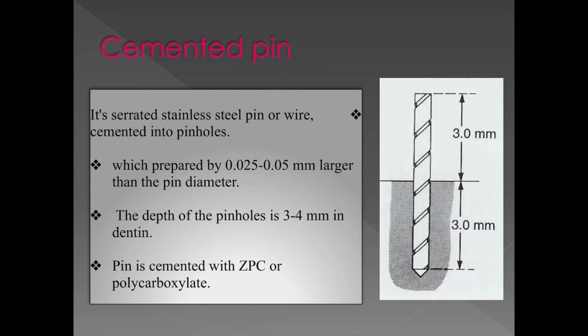The preparation diameter should be 0.025 to 0.05 larger than the bin diameter, and the depth inside the dentine should be 3 to 4 mm from the total length of the cemented bin. As we see in this photo, the total length of the cemented bin is 6 mm. Only 3 to 4 mm should be inserted in the dentine. And use cement, either zinc phosphate cement or zinc polycarboxylate cement.